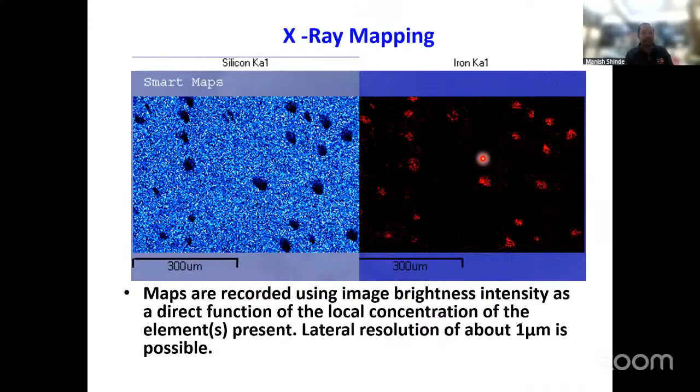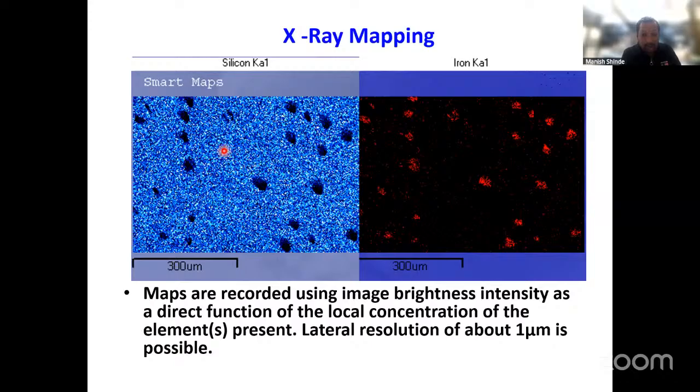This is another example. This is for silicon. This is a silicon wafer kind of thing, and it has got some holes. Okay. And now we want to study the distribution of elements in those holes. So again, elemental mapping was done. So this is the elemental mapping image for silicon. So silicon is present everywhere except at certain holes. Okay. And the scale is 300 micron.